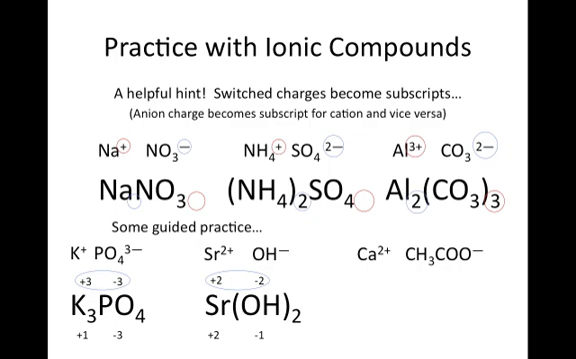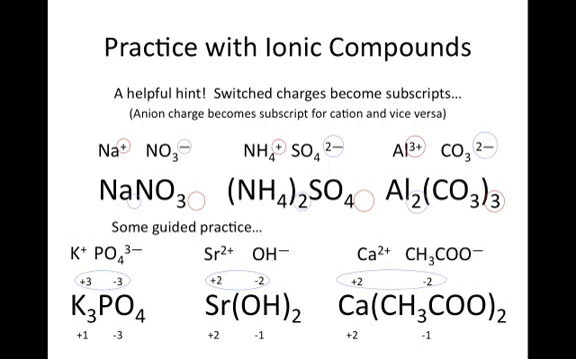We need to switch the charges and make them the subscripts. Each Ca has a positive charge of plus 2. Because there is only one, we have an overall positive charge of plus 2. Each CH3COO has a charge of -1. Because there are two, we have an overall negative charge of -2. +2 and -2 balance out to be 0.